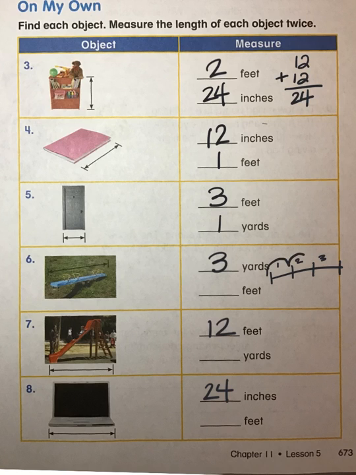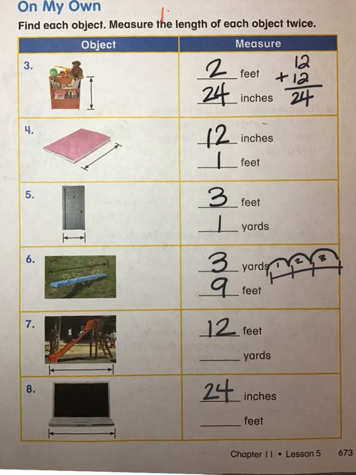3, 6, 9. So it's 9 feet because remember, there are 3 feet in 1 yard. Okay, I know it might sound confusing, but the more you say it and the more we do it, it'll start to stick. Up at the top, I'm going to write what they are, just so that you can see them as we're going along.